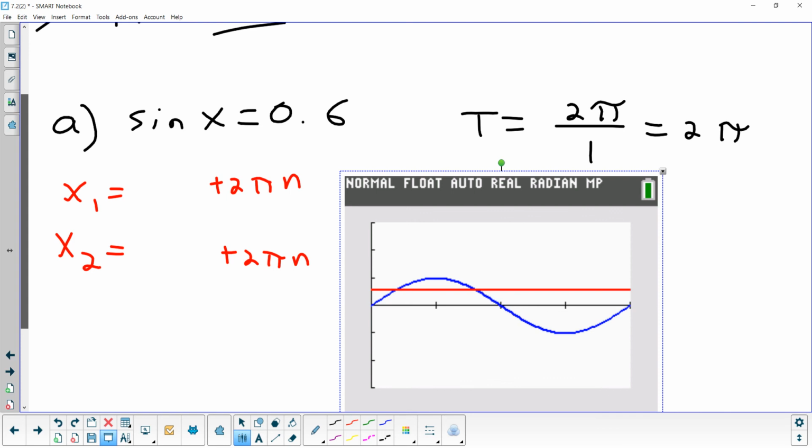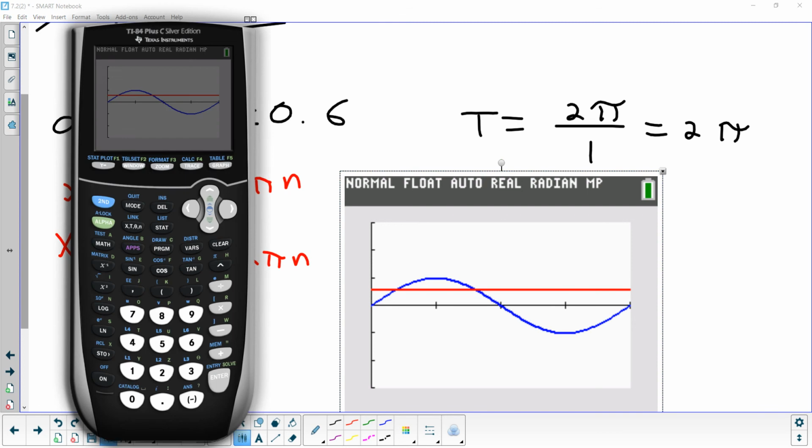You can only add a whole cycle. You can't say that this answer is going to repeat again half a cycle later. No. It's only going to repeat 1 full cycle later or 2 full cycles later. There's nothing in between. So n stands for some integer. So, what do I have to do now?